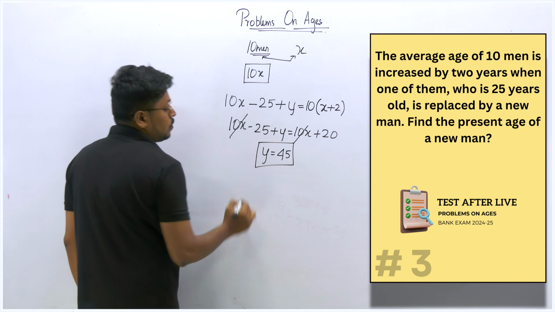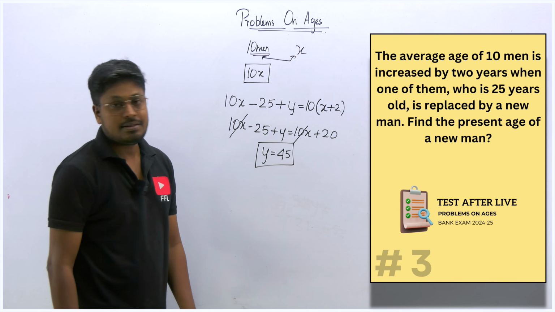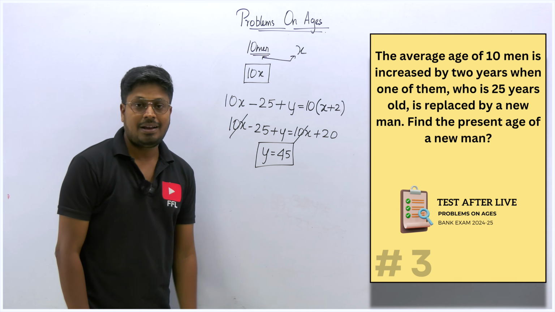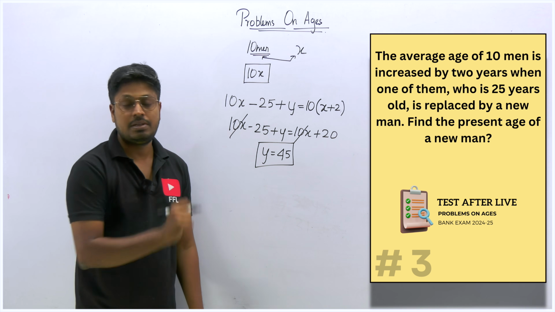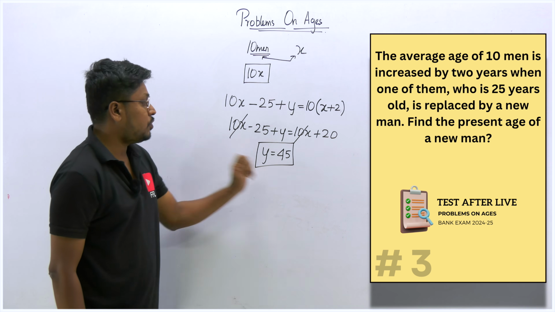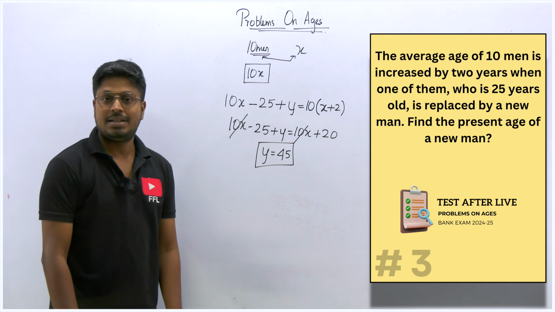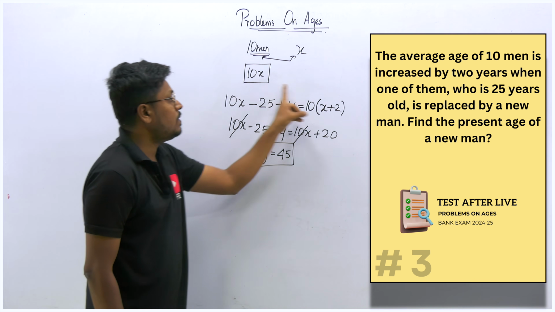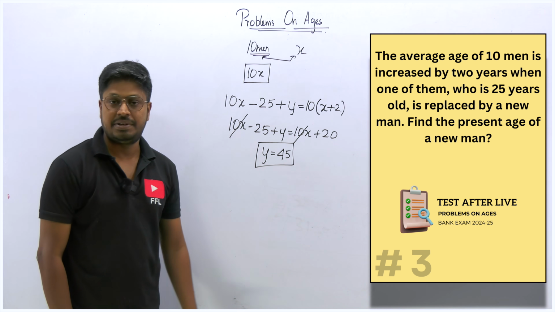So we have kept the new man as y. We have considered it like that. So now according to the question, our target is to find what is the present age of the new man. So present age of the new man is 45. So friends, understood? So this equation part alone is most important to solve this question.